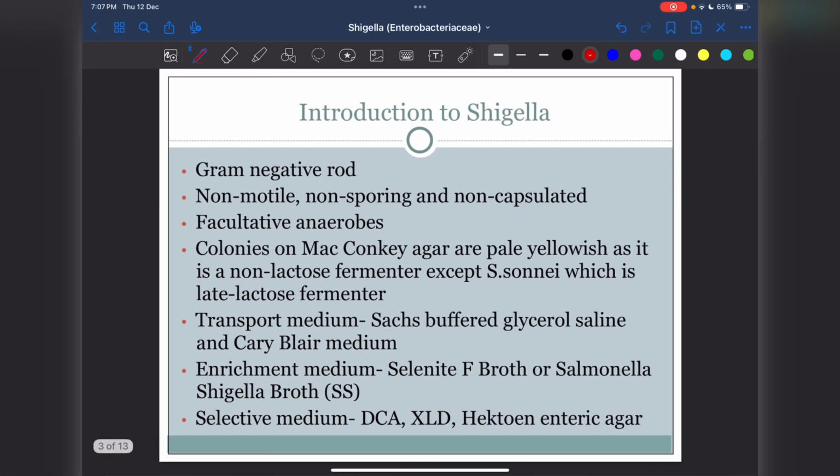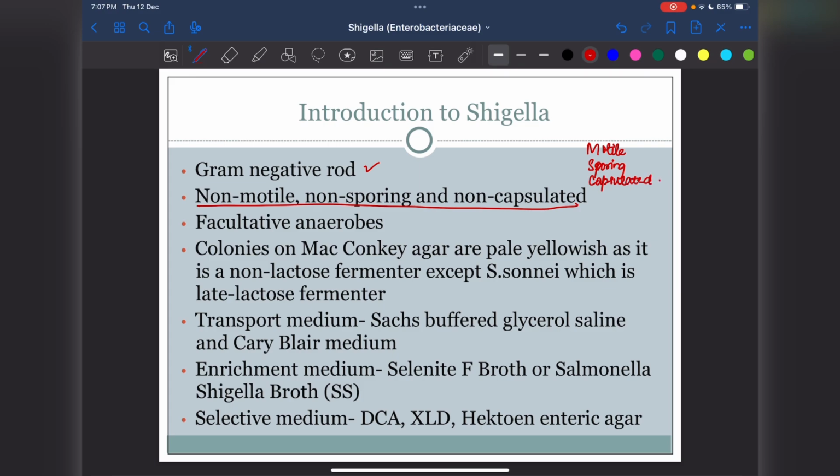Next, moving further, we have the introduction to Shigella, specifically Shigella, not Enterobacteriaceae as a whole. It is a gram-negative rod, and it is non-MSC. You remember my mnemonic, Master of Science, that is for motile, sporing, and capsulated, and it is non-MSC. So it's non-motile, non-sporing, and non-capsulated. It's a facultative anaerobe, and colonies on MacConkey agar are pale yellowish, which indicates non-lactose fermenting colonies.